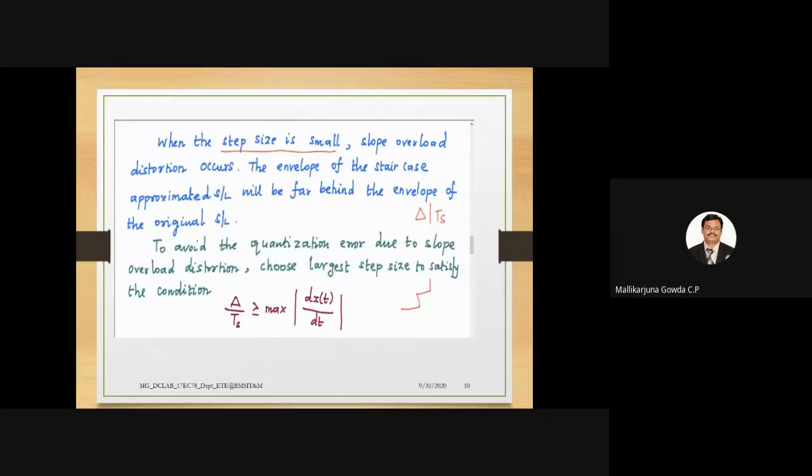So here what I wanted to say is when the step size is small, the slope overload distortion will occur, because you have understood that when there is a fast change in the input signal, if the step size is small, it will not be able to track or follow that change in the input signal, right? Because of that, there will be a lot of gap between the original analog input signal and this approximated signal. That is how the slope overload distortion will occur. Is this point clear?